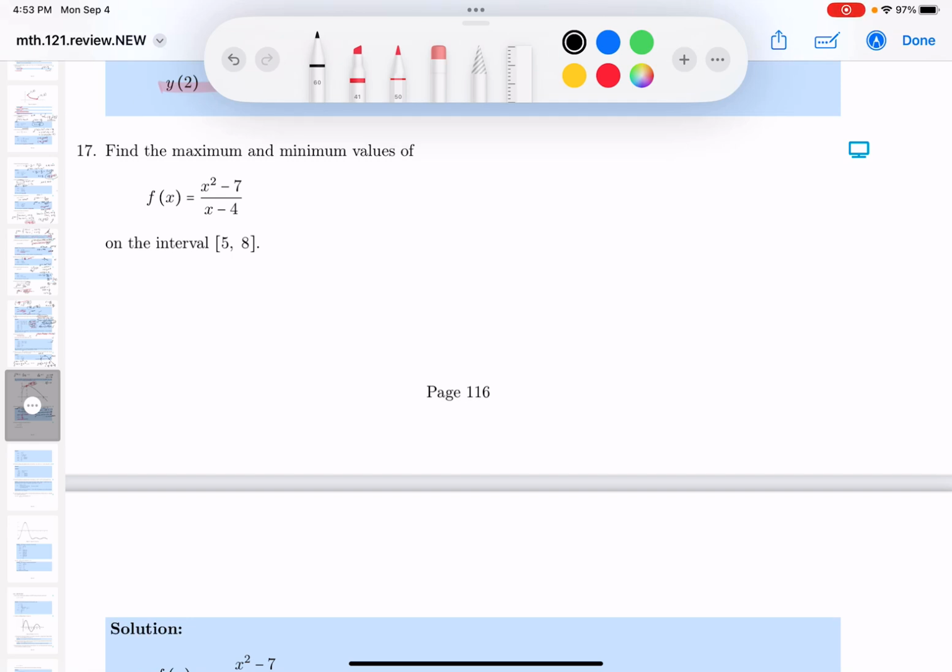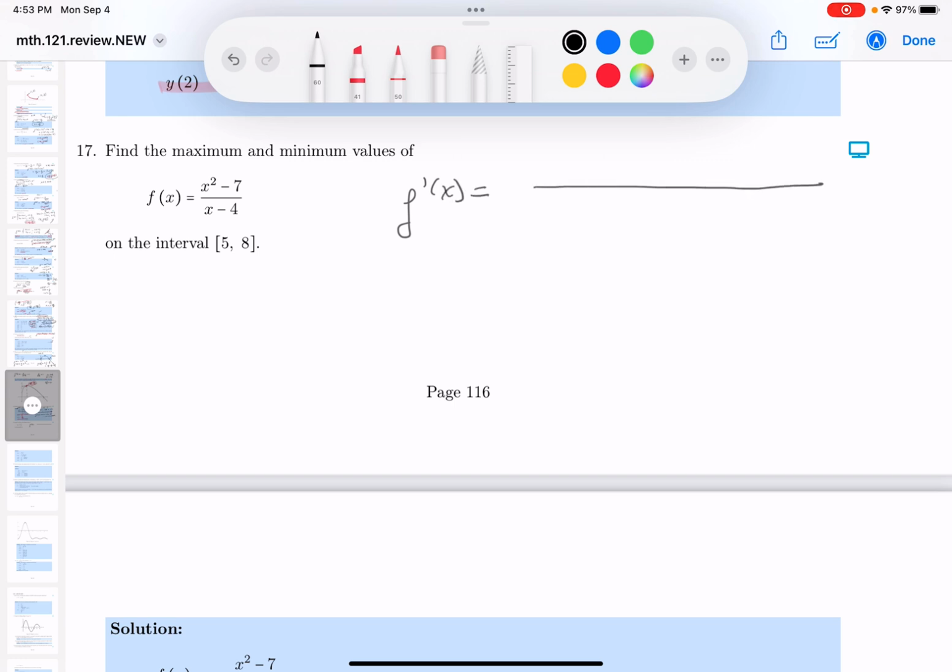Okay, so we have a rational function on an interval between 5 and 8. It's a closed interval. And looking at it, it's undefined at 4. It's got a vertical asymptote, but 4 is not in the interval, so I'm not worried about that. So let's write the derivative down, f prime.